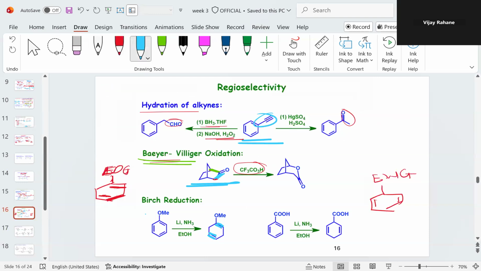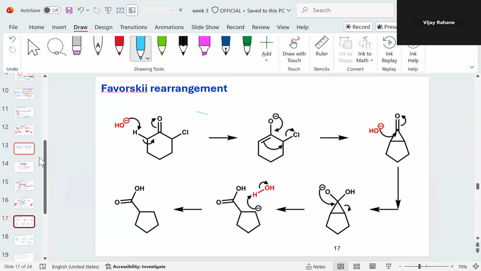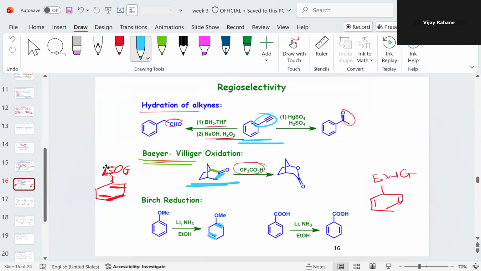Okay, so then I will discuss some of the name reactions which are involved in your assignment questions. So the first name reaction is the Favorskii rearrangement. Does anyone have any doubt about whatever we have discussed today up to this previous slide? If you have any doubt, please let me know. We'll discuss that right now, and then we'll move to the next slides.